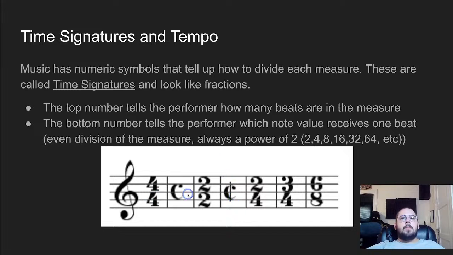that the bottom number generally can't be just anything. They're all even divisions of the measure, and they're always a power of 2. So you can get 2, 4, 8, 16, 32, 64, and so on. So these are probably the most common bottom numbers in a time signature to get. They don't really go past that, commonly speaking, but you can see that in music.